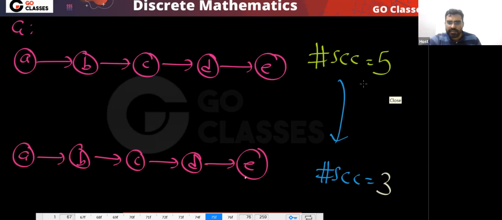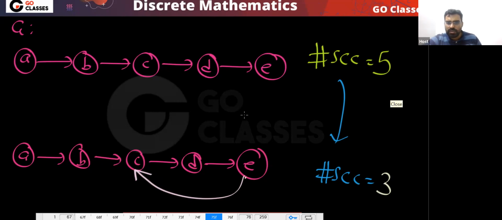Which edge should I add? C to E. No, this edge will not do. C to E will not do. E to C. Yes, now I have 3 components.